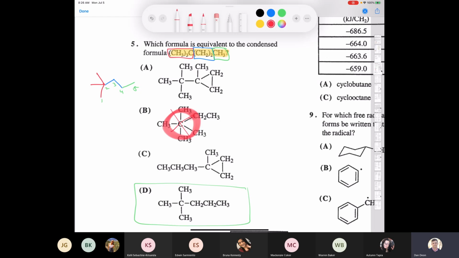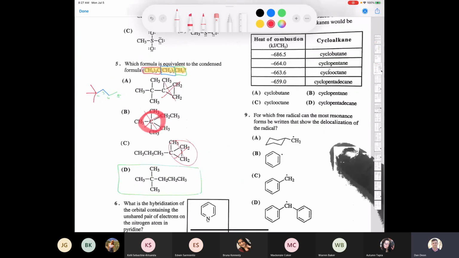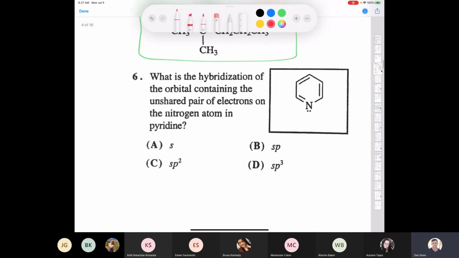I think that usually students are pretty quick to realize that there's no cyclopropane in here. So you get a cyclopropyl here, right? There's no cyclopropyl. And also in C, there's another problem. Yeah, we have a cyclopropyl here and there's no cyclopropyl. So there you go. All right, great work. Excellent, excellent, excellent. Let's try number 6.